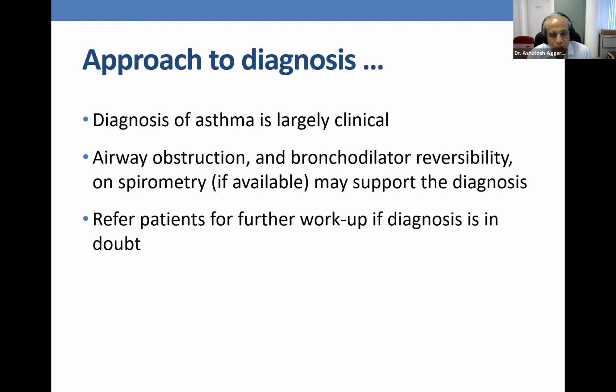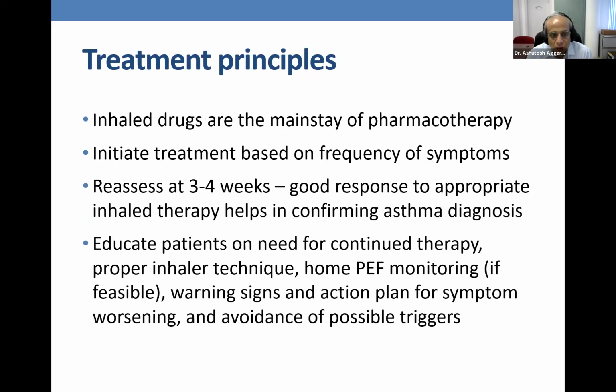Whenever there is a doubt in the diagnosis, or you are not exactly able to say whether this is asthma or some other disorder, then these patients could be referred to a higher center for further workup if the diagnosis cannot be made at the current level of healthcare. So once you have made a provisional diagnosis of asthma or even confirmed it with spirometry and by ruling out some of the other asthma mimics, you would want to initiate therapy.